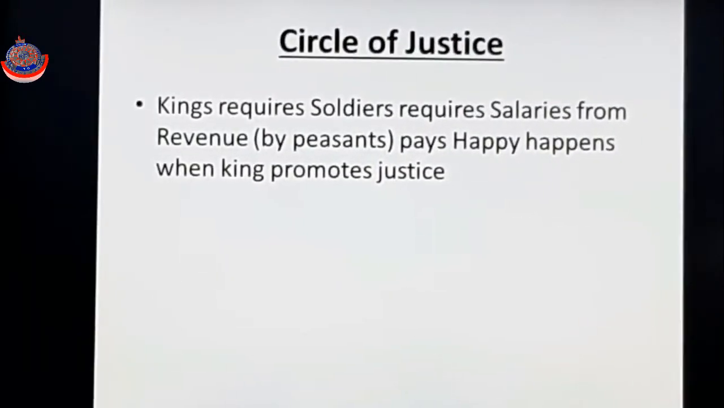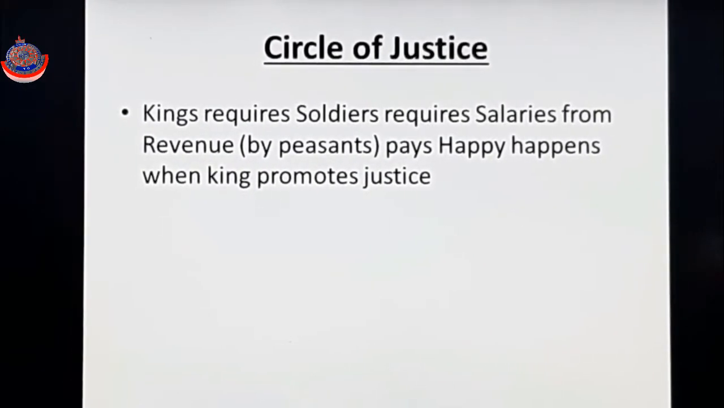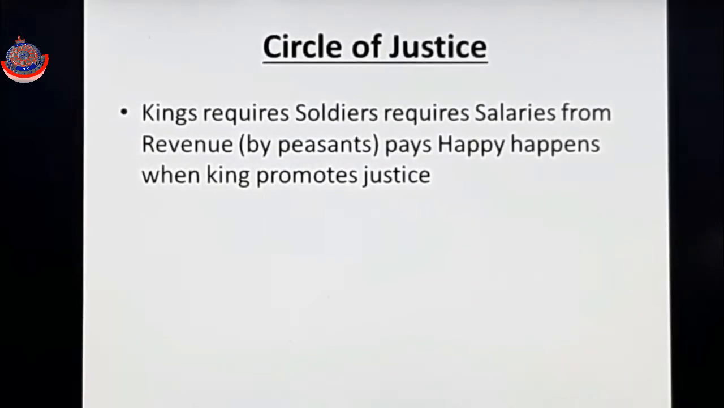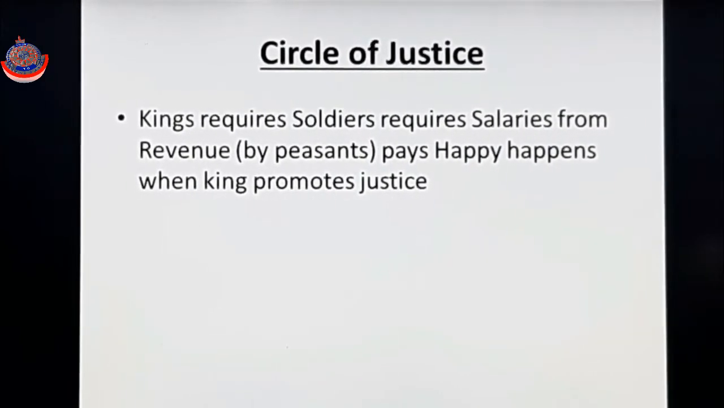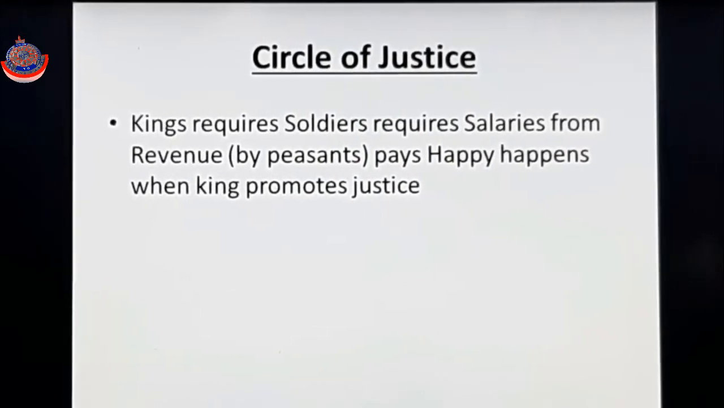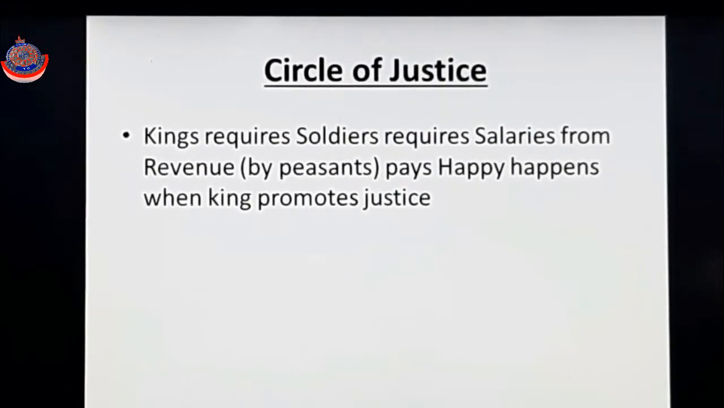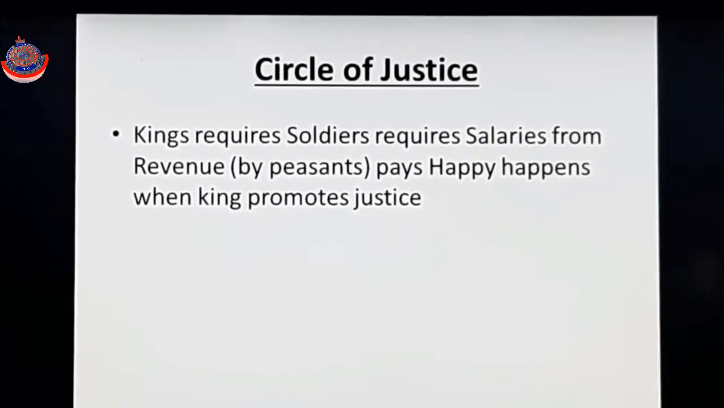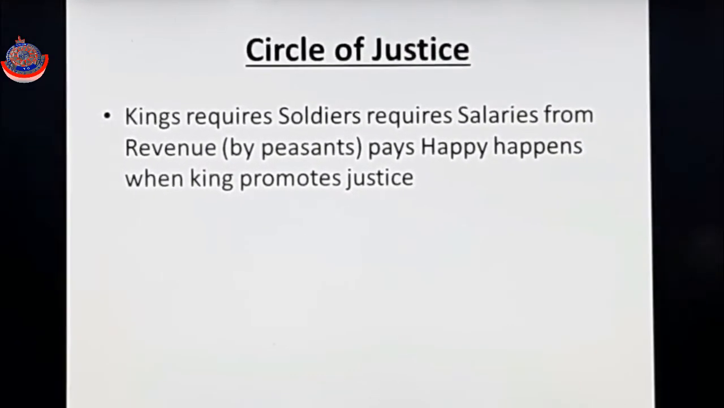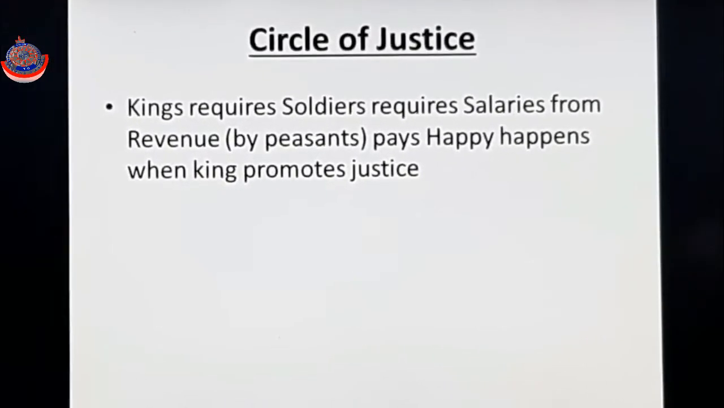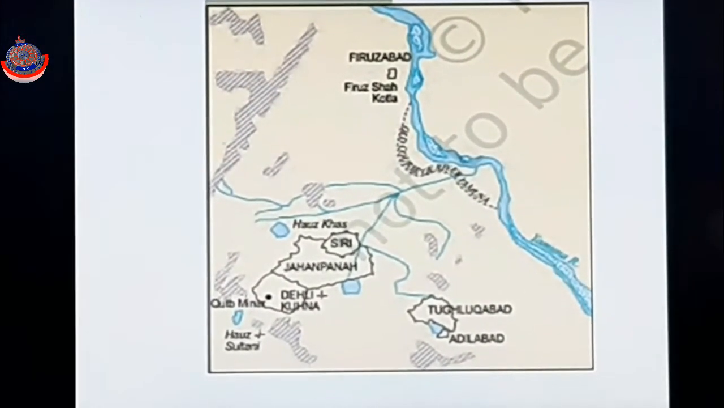Now, talking about the circle of justice. What is basically the circle of justice? It is like a cycle that goes on and on. A king cannot survive without soldiers, and the soldiers cannot survive without salaries. The salaries come from the revenue collected from the peasants, that is the farmers. But the farmers can pay revenue only when they are happy and rich. This happens when the king promotes justice and honestly governs his kingdom.